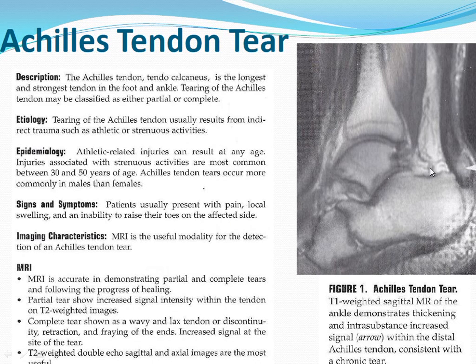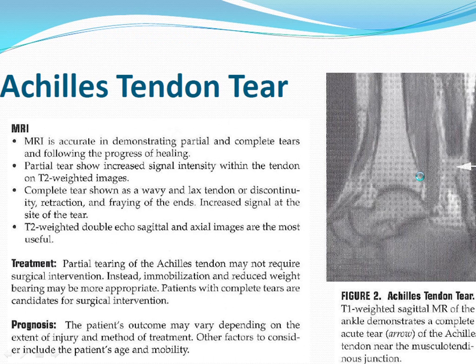So this just shows some abnormal signal in the tendon. This is one that's not a full thickness tear. If it's a full thickness tear, it'd be similar to the ACL tear, or any of those, where you see complete disruption and maybe even some retraction. This is just a more chronic process.